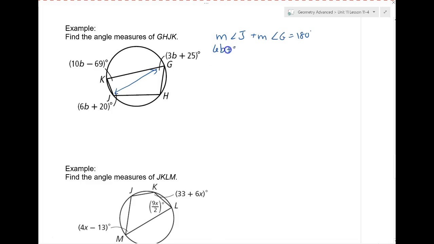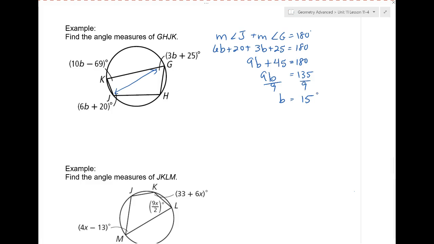So we get 6B plus 20 plus 3B plus 25 is equal to 180 degrees. And then we just start simplifying. So we got 9B plus 45 equals 180. We're going to subtract 45 from both sides. So it's 135. Divide by 9. B is going to equal 15. Can we now start plugging in for our different angles?